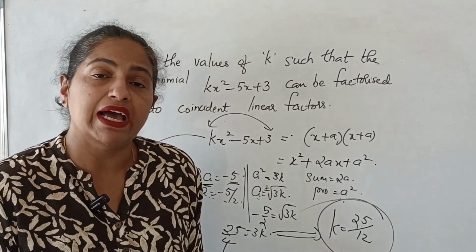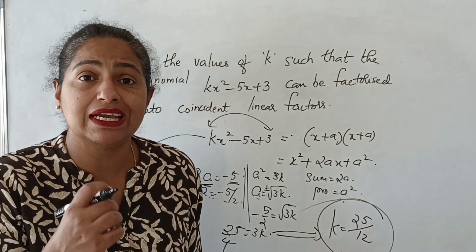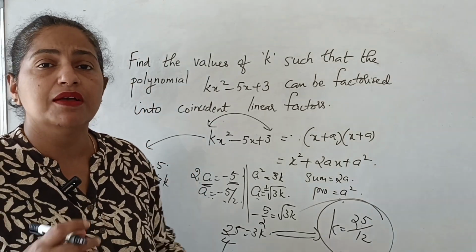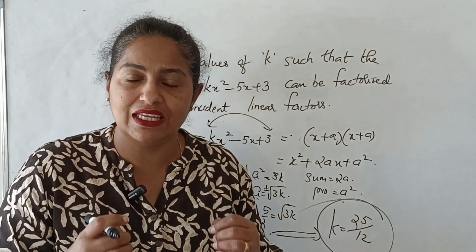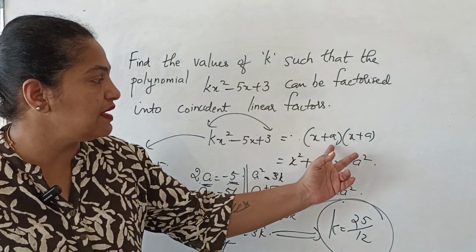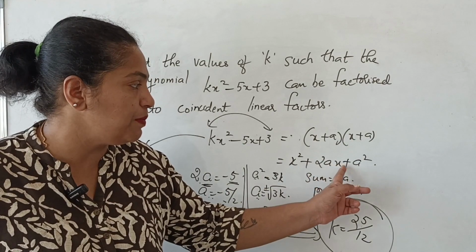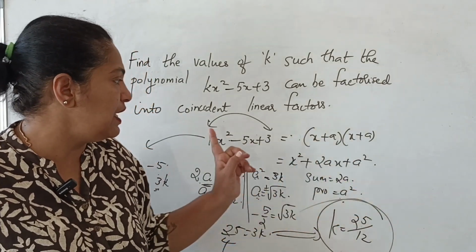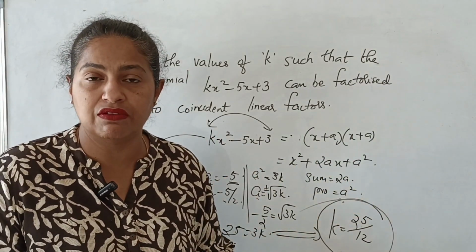We have found out the value of k. I hope you are really clear with this. What I did was that because I needed to find the linear coincident factors, I wrote it as (x + a) and (x + a). When I open the bracket, I get this. This polynomial and this polynomial are equated to each other.